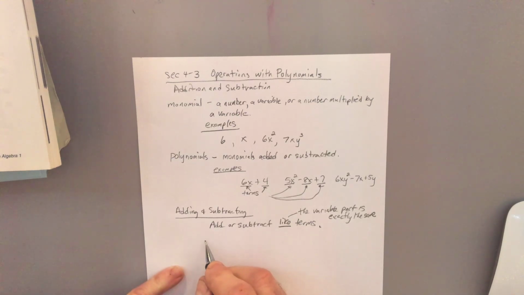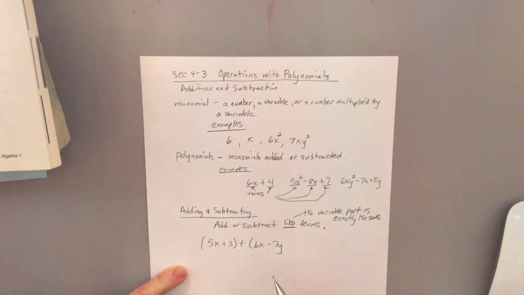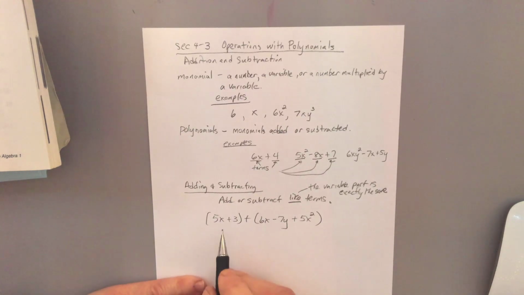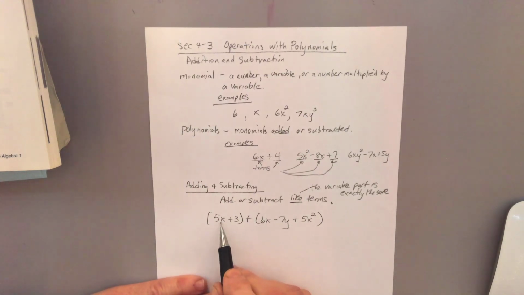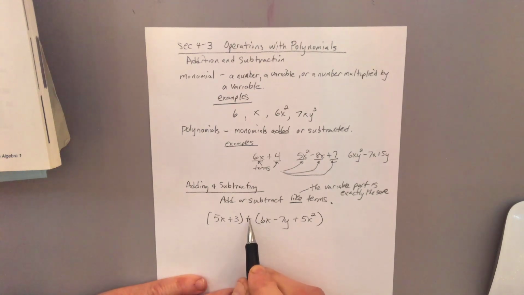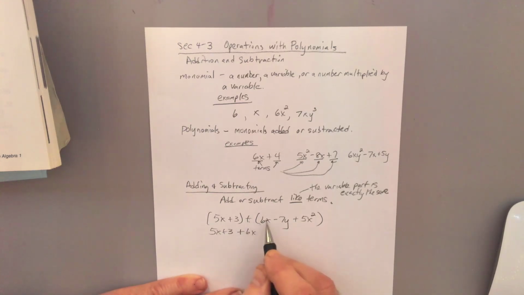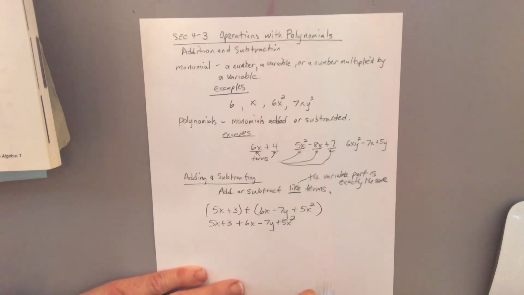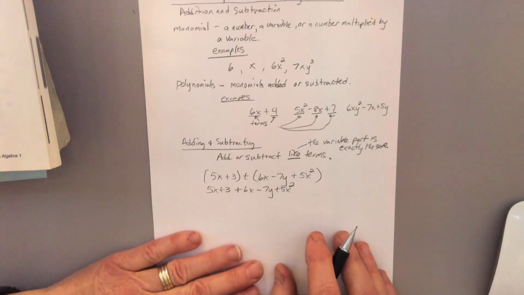So if we were to have 5x plus 3 plus 6x minus 7y plus 5x squared, what we do is we look at the different terms. So first we get rid of parentheses. If it's a plus out in front of it, you just drop the parentheses. This is a plus out in front of this parenthesis, so I just drop it. We'll look at what happens if it's minus in another example.